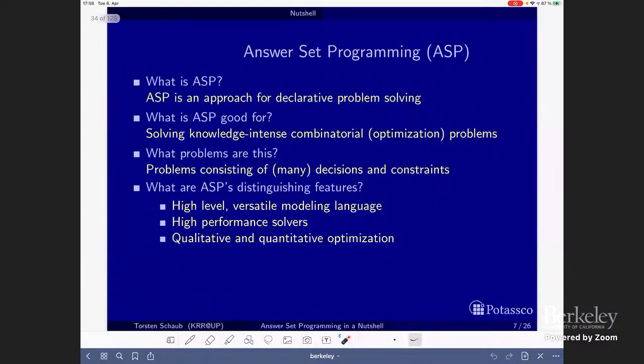Good. And well, even though I haven't really introduced ASP, what are its distinguishing features? Well, one that again we have in common with SAT solvers and to a certain extent CP, is the high performance of the solvers. But what really adds to it is this high-level versatile modeling language. And there are actually 2 things that come with it. So one is the modeling as such. How do you model problems? What is a good way to do that, right?